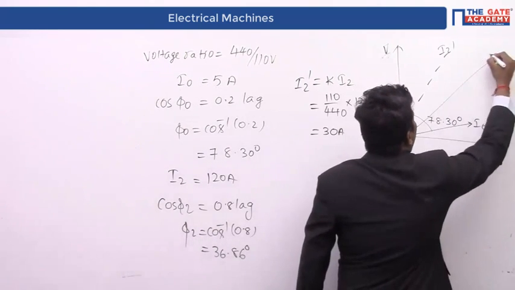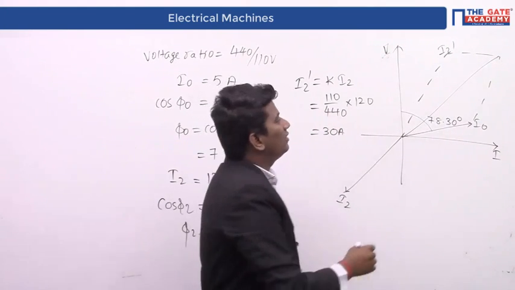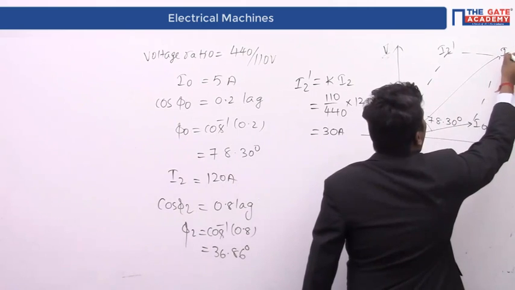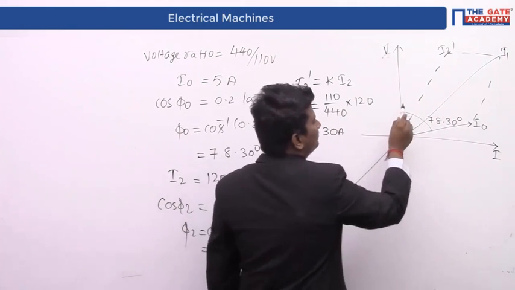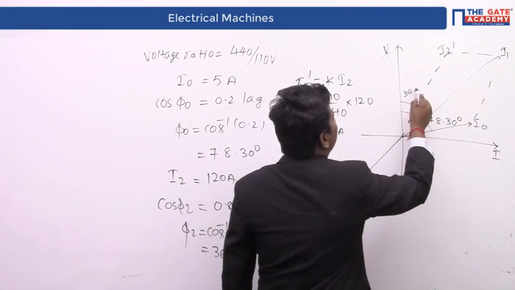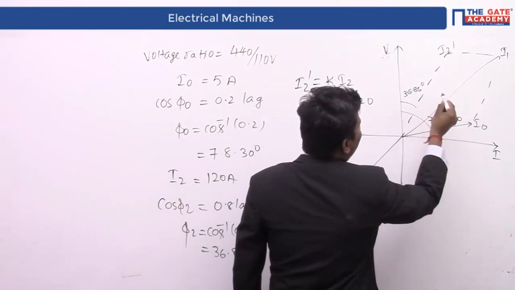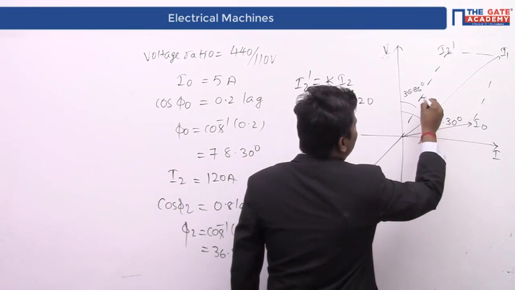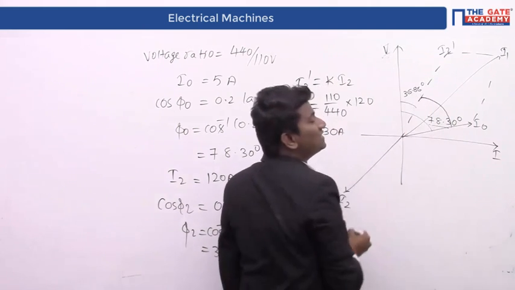Now the resultant is nothing but your primary side current drawn by the transformer. This is your I1. But what is the angle made by this I2? This angle made by this I2 is 36.86 degrees. Now what is the angle between these two? Now tell me, what is the angle between these two? It is 78.30 minus 36.86.